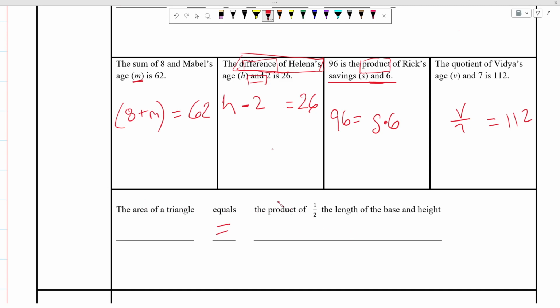Now I'm looking for variables here. The product of, well, I actually might have a couple of variables here. Let's see, the area of a triangle. I don't know what the area of a triangle is, so I'm going to represent that with a variable, but you could just as easily put a whole word in its place. I'm going to say A for area. Maybe I'll just use the whole word. There we go, area. Okay, now the product of 1/2 the length of the base and the height.